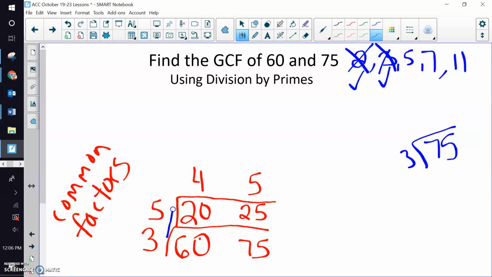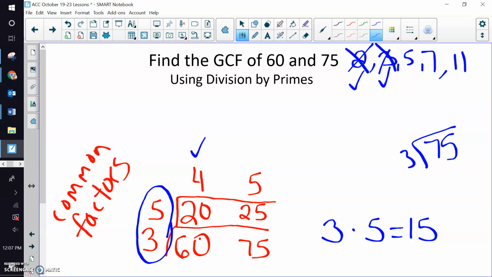Here are our common factors, right along this side. 3 is a common factor, 5 is a common factor, and any combination we can multiply together is also a factor. So if we multiplied all of those, 3 times 5, 15 is also a factor of 60 and 75. So we would see 15 times 4 is 60, and 15 times 5 is 75.